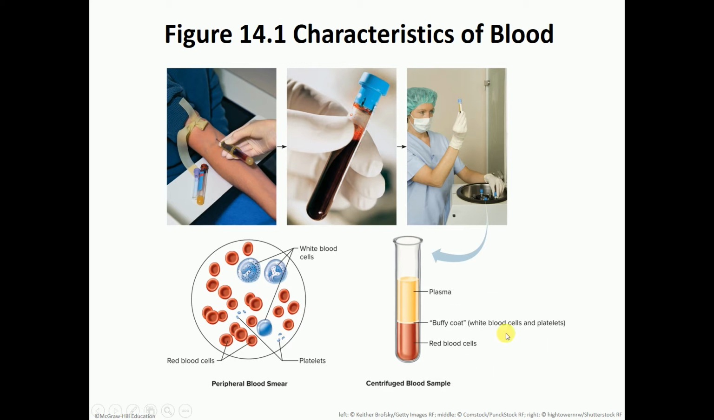So you can see here your red blood cells. You can see on top the plasma, and then in the middle there's a little buffy coat that has the white blood cells and platelets. So this is what it looks like when you look at a centrifuged blood sample. But if you look at a peripheral blood sample where you take a little drop of blood and you spread it on a lab slide, this is what you see. So you can get a count of the red blood cells, a count of your white blood cells, and platelets.